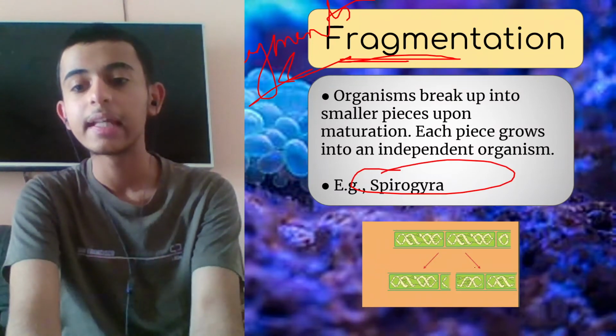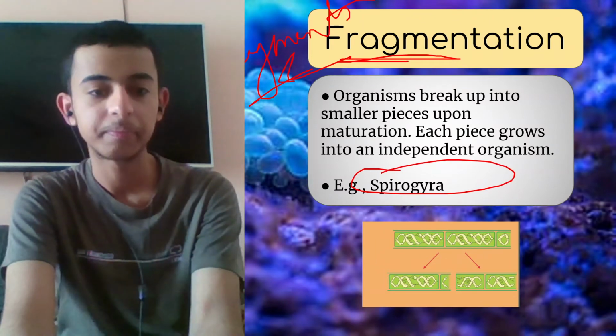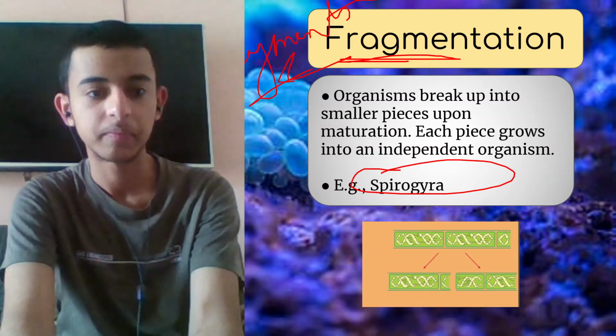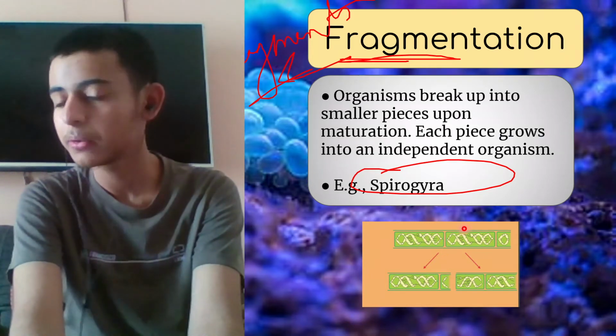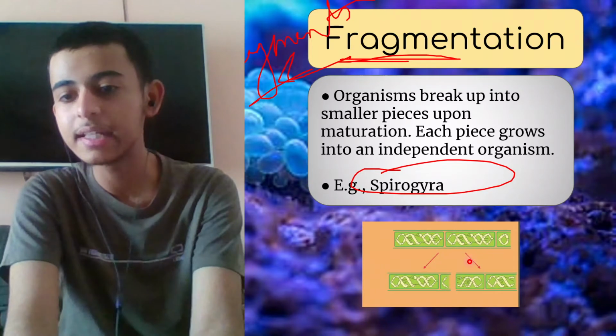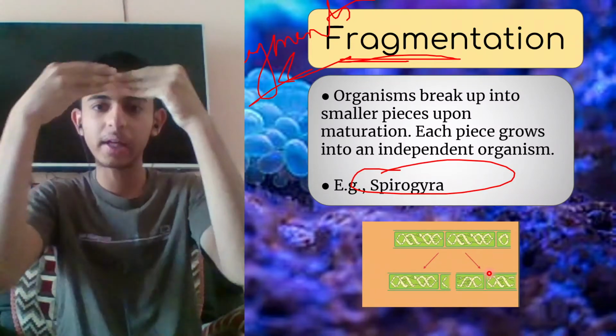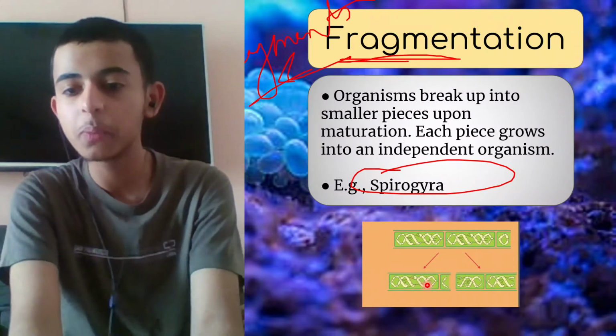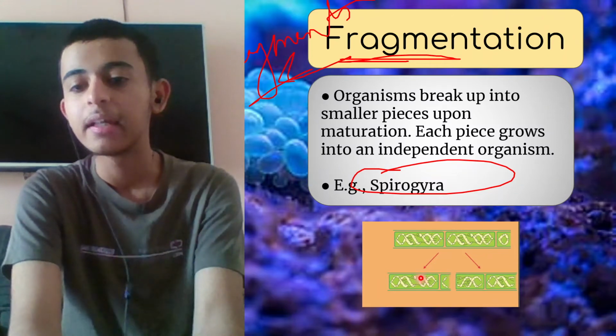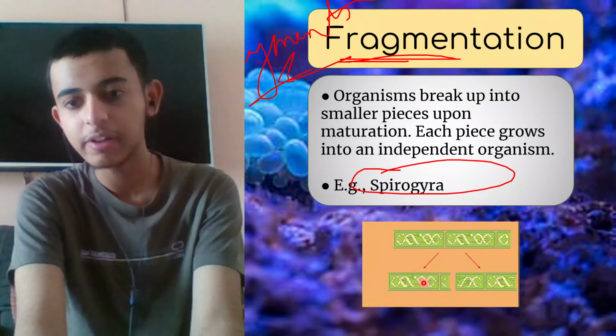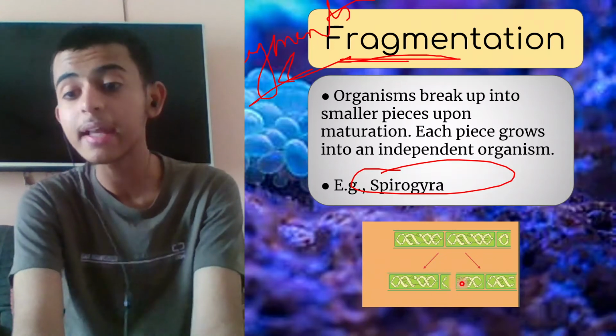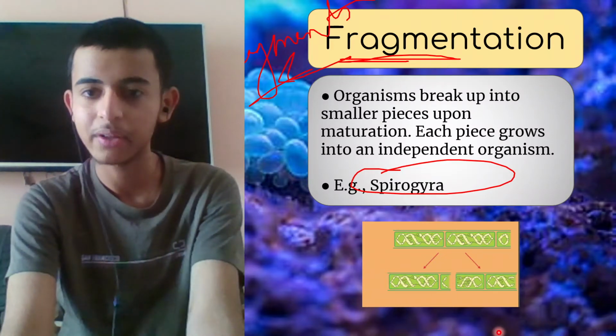You can see this was the parent Spirogyra. Then what happened? It divided into two pieces. It broke into two pieces. And these two pieces grew up into new individuals. First piece into another Spirogyra, second piece into another Spirogyra. I hope this much is clear. Fine.